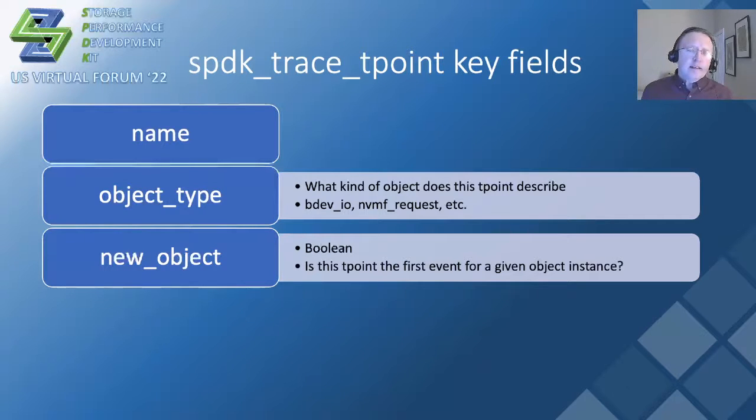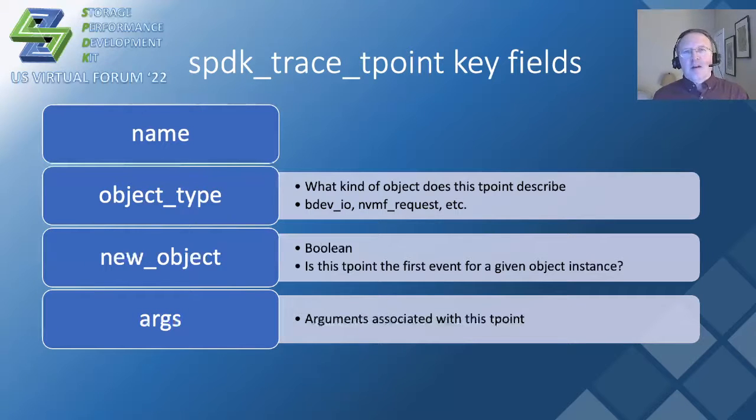There's a Boolean called new object, and this is how we know bdev IO start. When you see bdev IO start, that means this is the beginning of this object. It's the beginning of the lifetime of that object. So that allows us to say, okay, we have all these trace points for bdev IOs, but this is the one that says when it came into existence.